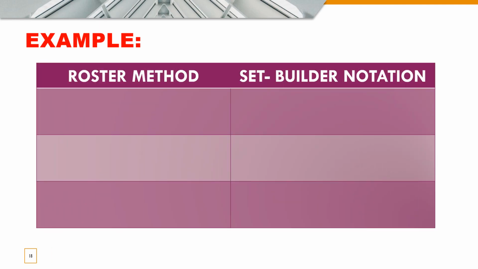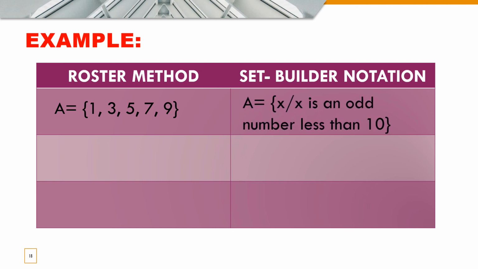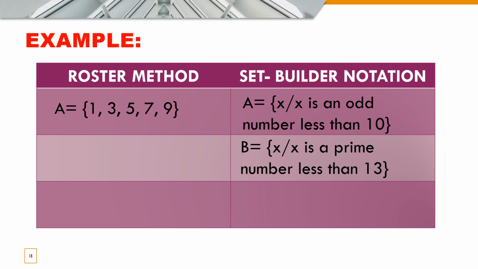Let's have more examples. We have here a table that contains two columns, the roster method and the set builder notation. Set A contains the elements 1, 3, 5, 7, 9. So how will you describe or write this set in set builder notation? Right! We have A is the set of all x such that x is an odd number less than 10. What about this? B is the set of all x such that x is a prime number less than 13.